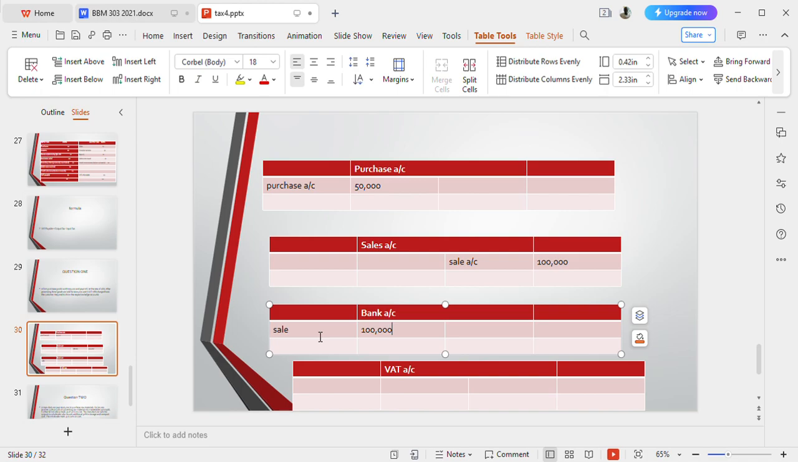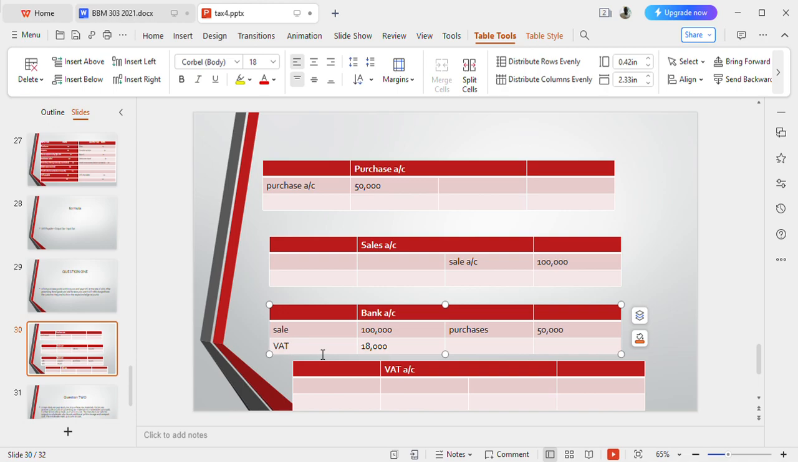And then purchase was valued at 50,000. So we debited purchase account, we are crediting bank account. Then now we effect this transaction on the basis of the tax which was imposed, which was 18%. So for sales, 18% of 100,000 is how much? So our VAT will be 18,000.